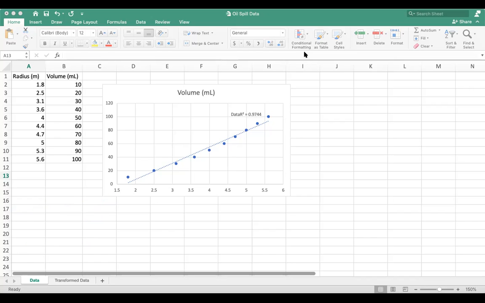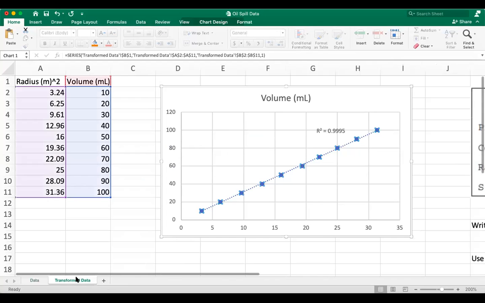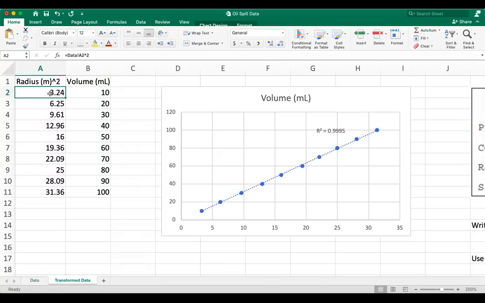What I did, to match the units a little better, is square the radius and then replot the data. So let's look at what that looks like. Again, I just took the radius and squared it. So here's my transformed data. That 1.8 squared gave me 3.24. Now, if you look at this plot, you should notice that it is much more linear, a very strong relationship. And I did that by essentially trying to match the units. Volume is a cubic unit, radius was just length. So by squaring the radius, I've gotten it closer to being linear.